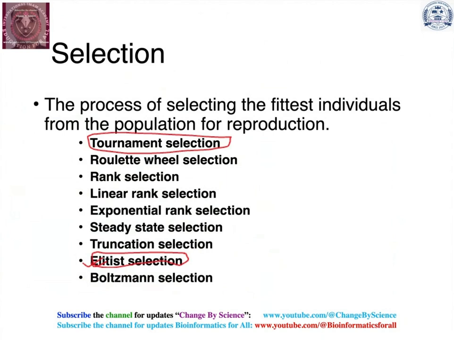So next part comes to selection. There are a number of selection methods for the process of selecting the fittest individuals from the population for reproduction: tournament selection, roulette wheel selection, rank selection, linear rank selection, elitist selection. So it all depends on you which will be the best. Normally, the common selection process is elitist selection or tournament selection. But as I mentioned, you can choose the selection process based on your goal of the project.